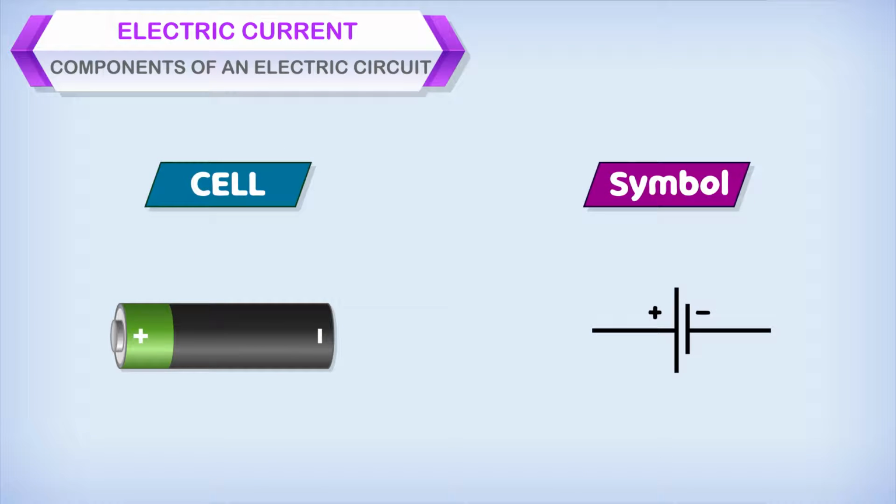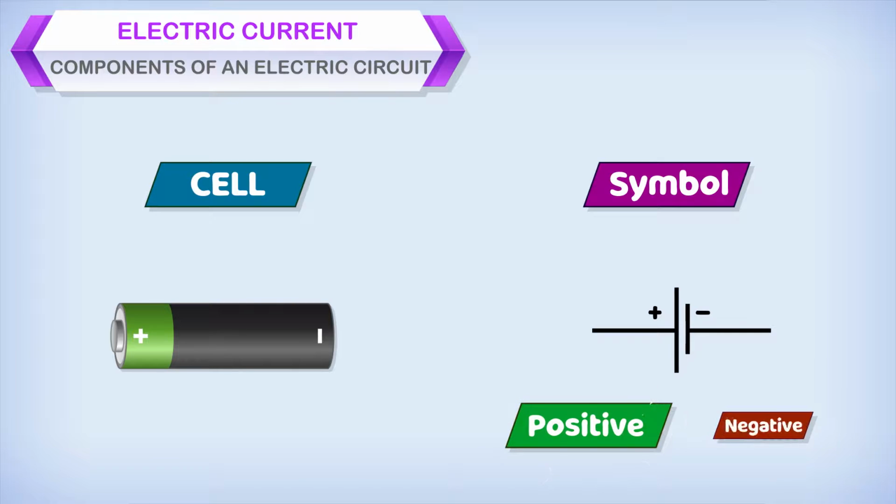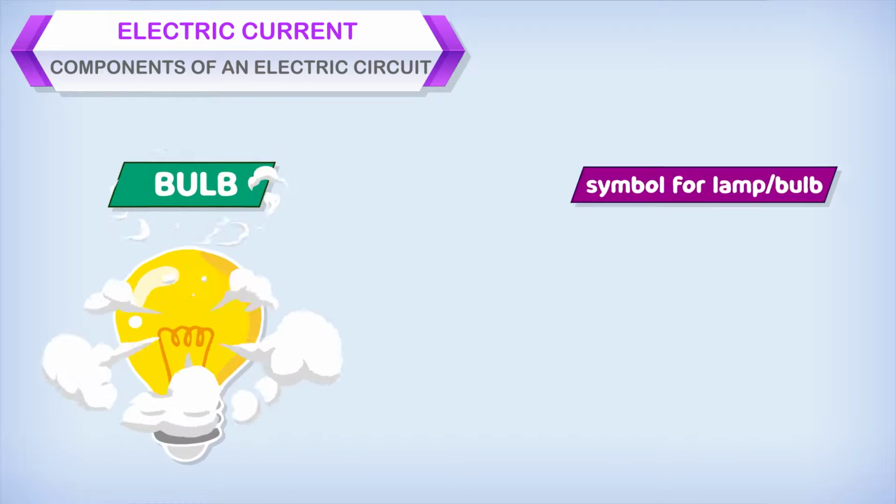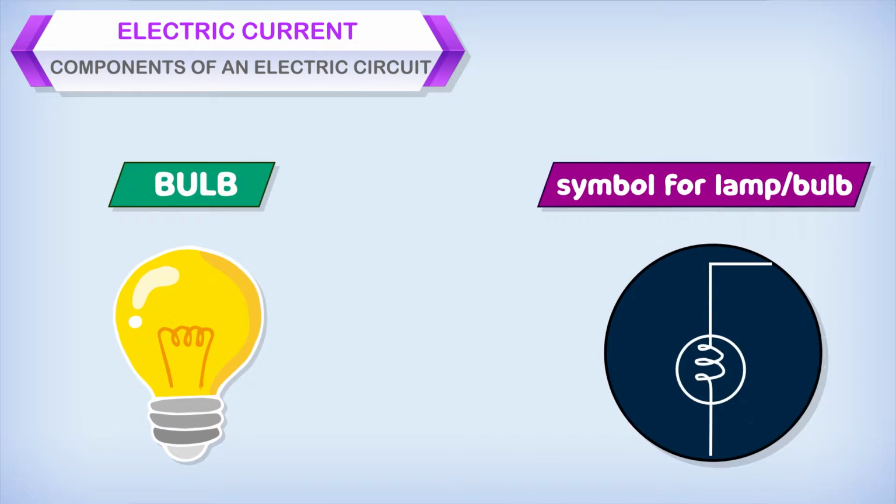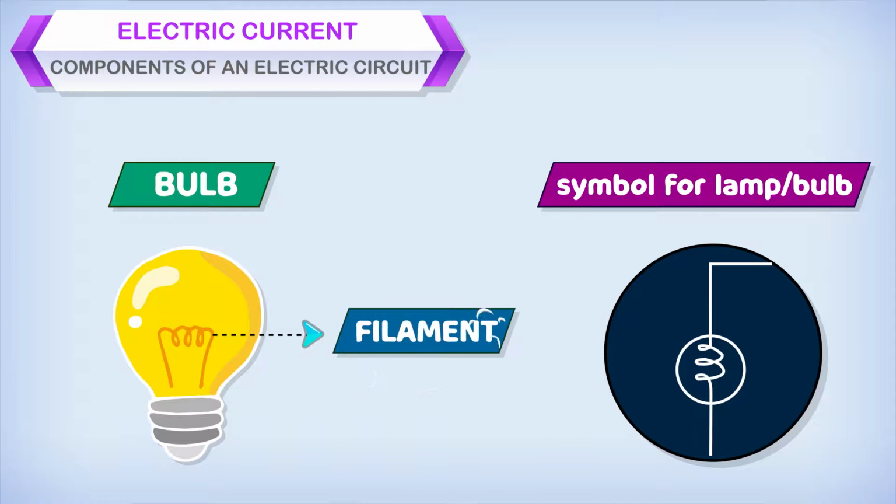Recall that a cell has a positive and a negative terminal. The positive terminal is shown by a vertical long line. The negative terminal is shown by a parallel short thick line. A bulb. A bulb is an output device. This consists of thin tungsten wire known as filament.